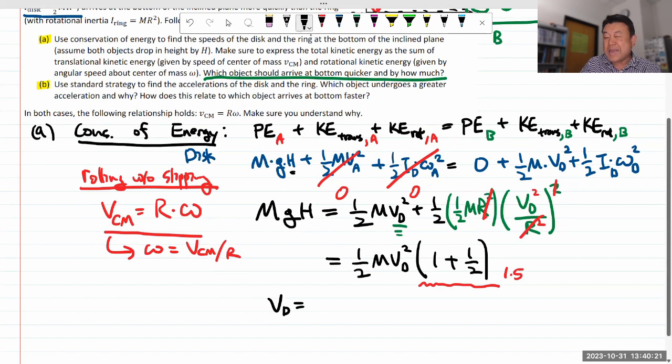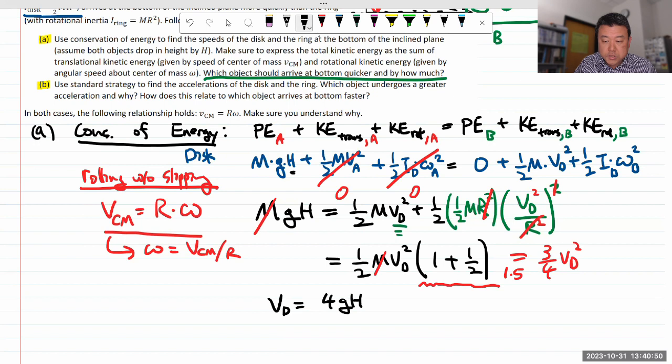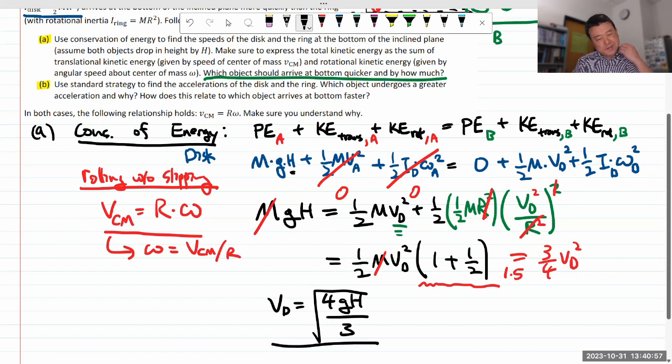Vd is equal to, in the interest of time, I'm just going to do the algebra in my head, or let me just do a little bit more so that I don't confuse myself. This is 3/2, so it's going to be 3/4 Vd squared after having canceled out m. So the rest of the algebra I'm going to do in my head. If necessary, pause the video and make sure your answer agrees with mine. So it's going to be the square root of 4gh divided by 3. I could pull out some quantities outside the square root, but I didn't feel that actually simplifies anything. So let me leave that here. So that's the answer for final speed at the bottom of the slope for the disk.